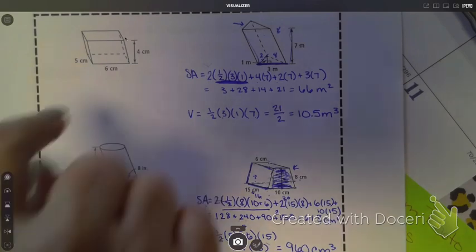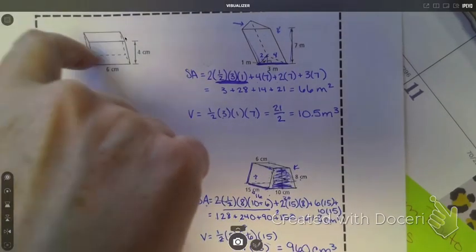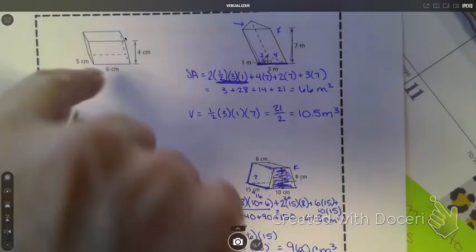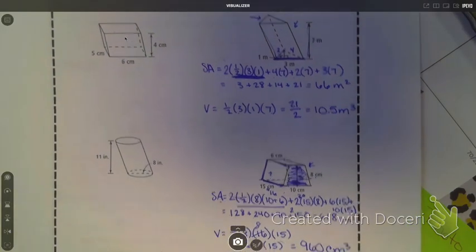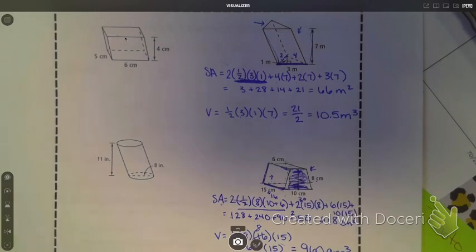Okay, I want you to try these two on your own. Try the rectangle all on your own, please. You can do it. You can have a whole worksheet.